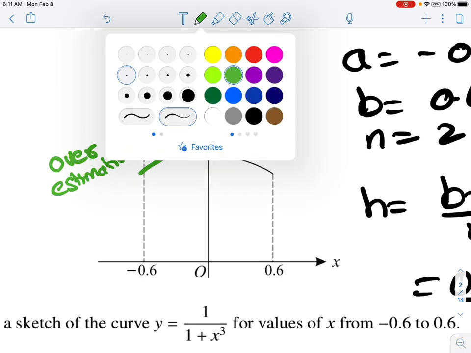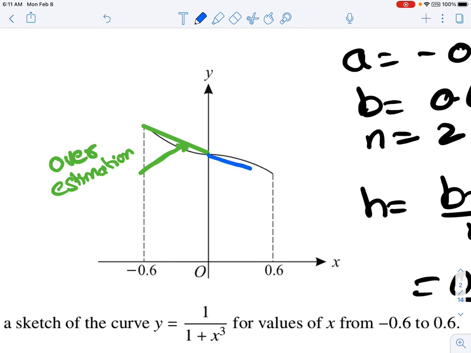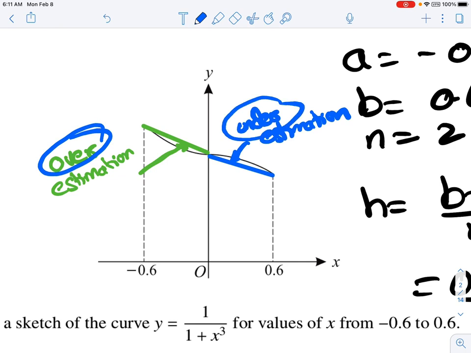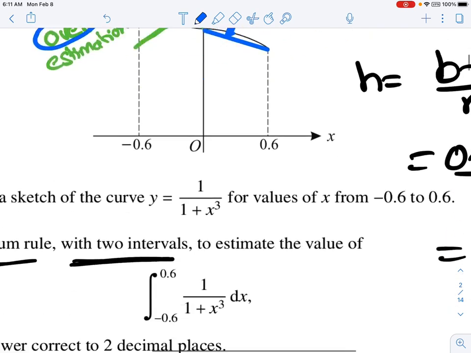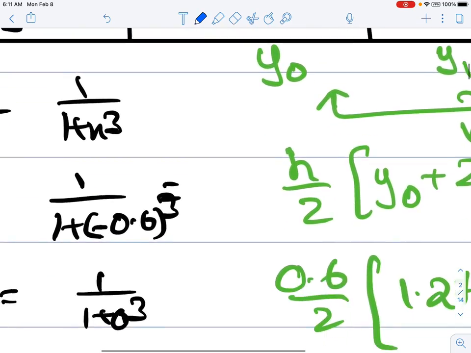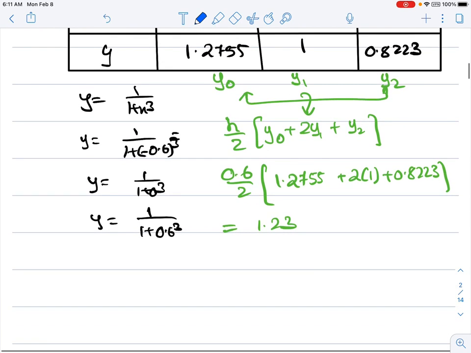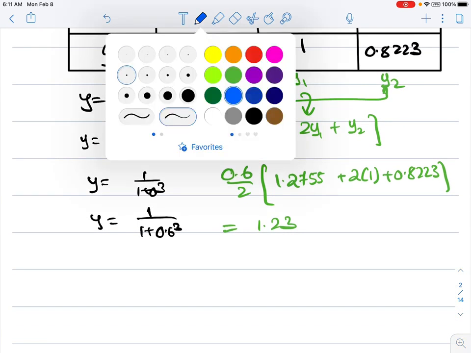Whereas when I go over here and draw the trapezium, you can see that I am underestimating the area. So it is both overestimation and underestimation, and they cancel each other. The extra area which I'm getting on the left side is being cancelled by the lesser area I'm getting on the right side. So you can write it out in the same way.